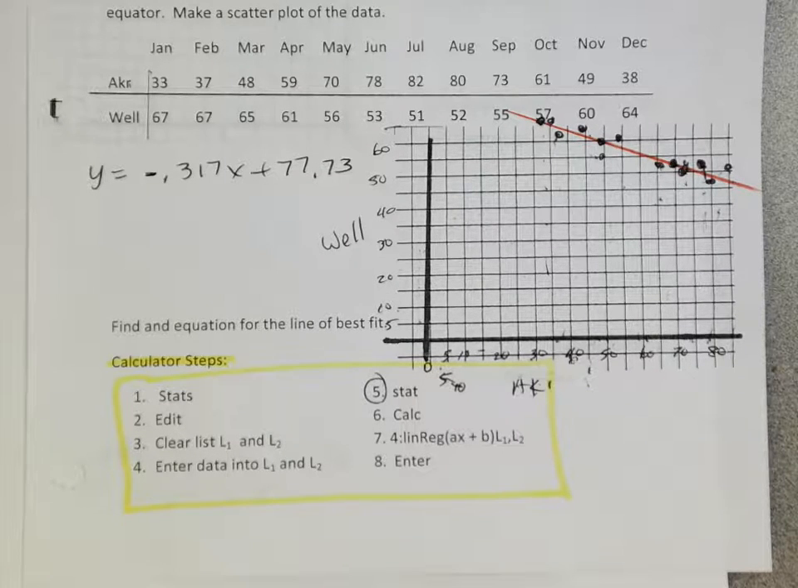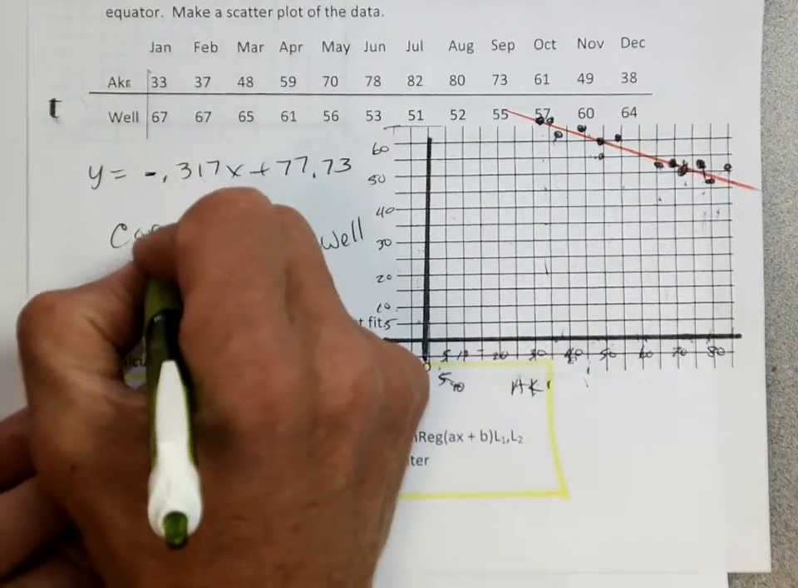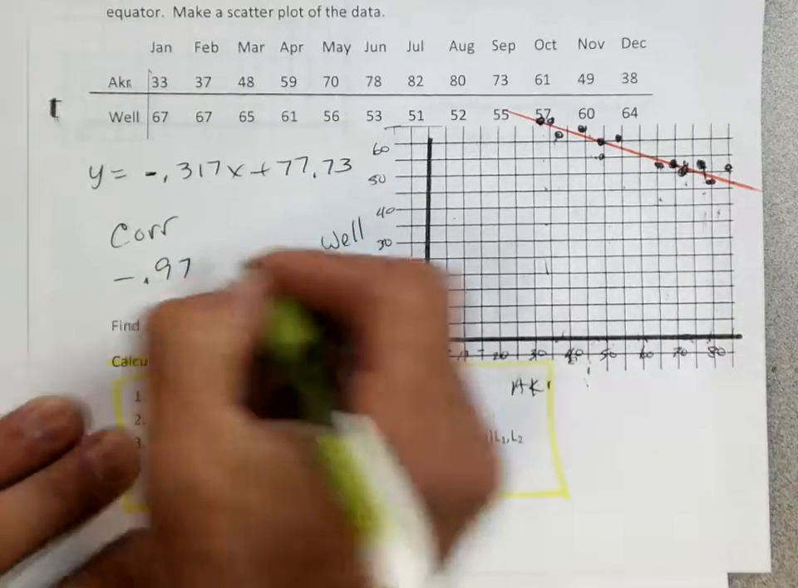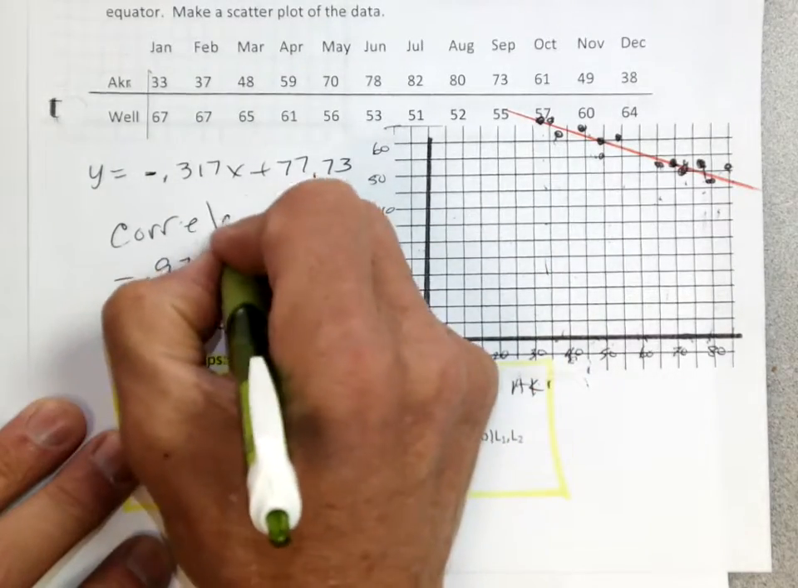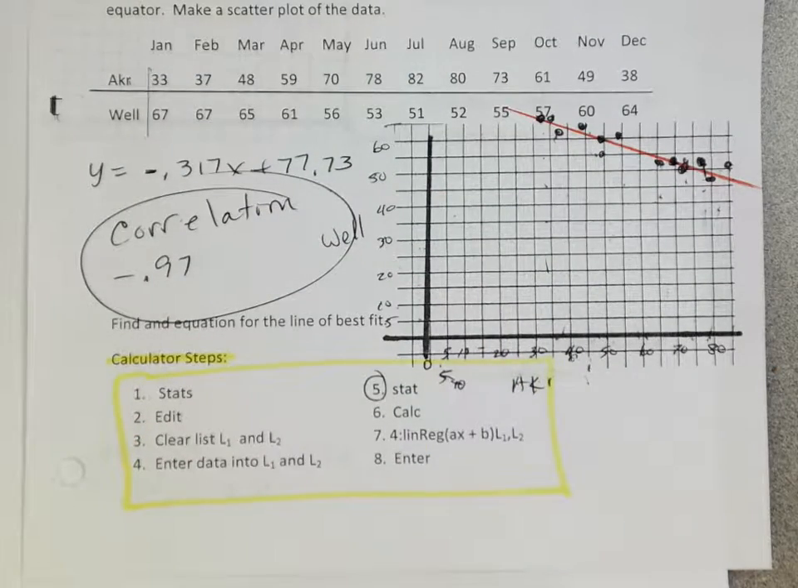Now, if you didn't get the R, and if you did get the R, put it down. Carter, you got the R, didn't you? What was your R? Your correlation? Negative 0.97. Oh, that's good. That's a good number, actually. So the correlation is about negative 0.97, which means it's close to 1, right? And if I look at my points, they're pretty close to being a straight line.